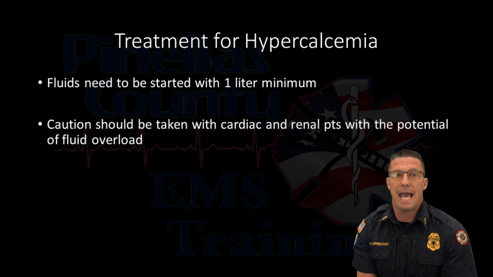One liter should be given at minimum to start. Caution should be given, like every other time we give volume of fluids, with our cardiac and renal patients in regard to potential fluid overload. So reassess lung sounds often, and of course, observe your patient for any signs of increased work of breathing.